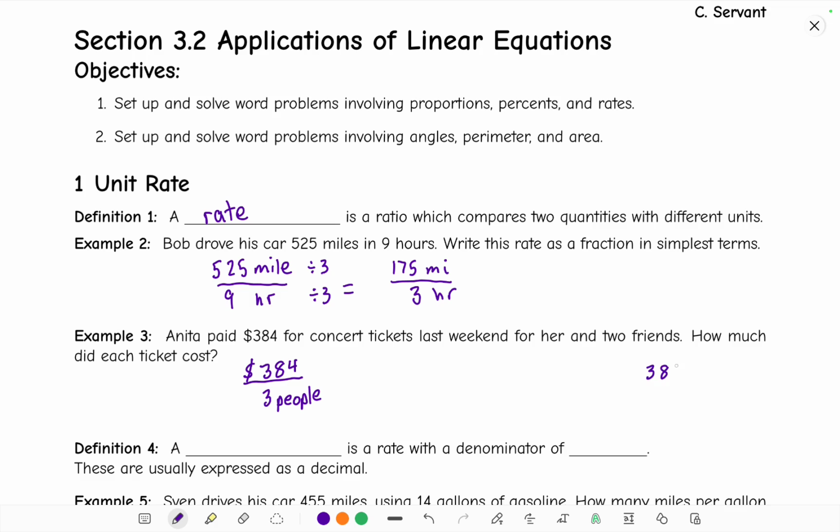So I'm going to do 384 divided by 3. So we get 128. So when I divide by 3, we get $128 over 1 person. So the tickets cost $128.